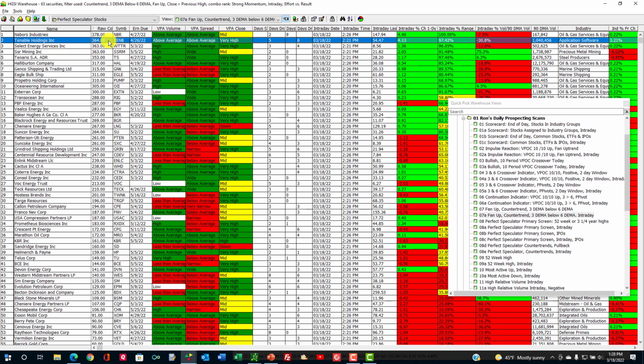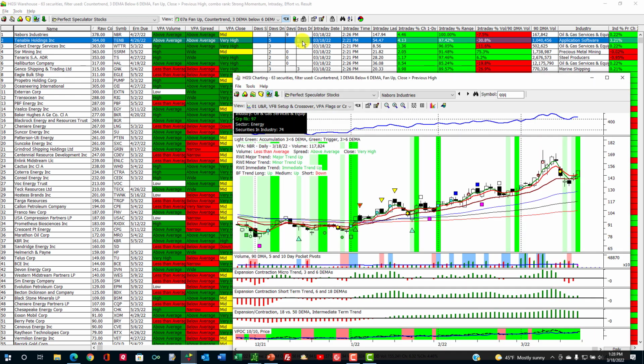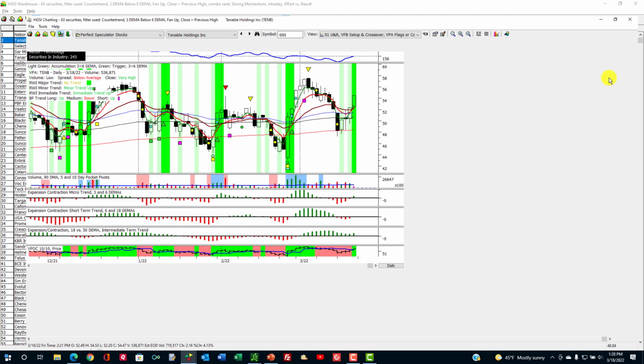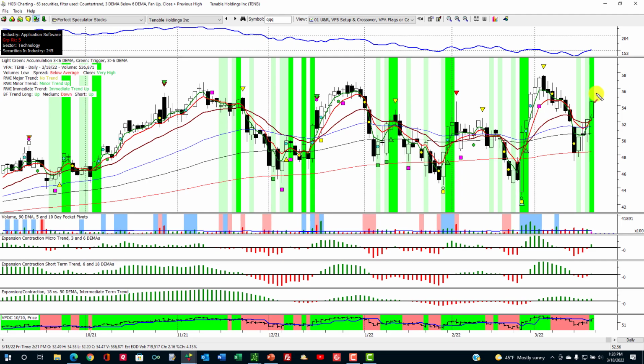Now here is one called Tenable Holdings. The 3 went down below the 6 days ago, with 0 being the crossover day, and the volume point of control went negative 9 days ago. Let's bring this one up, take a look at it. So here's where it crossed down, the 3 below the 6. The volume point of control crossed down clear back here, but you can see it turned green today, and also the 3 crossing the 6 today.